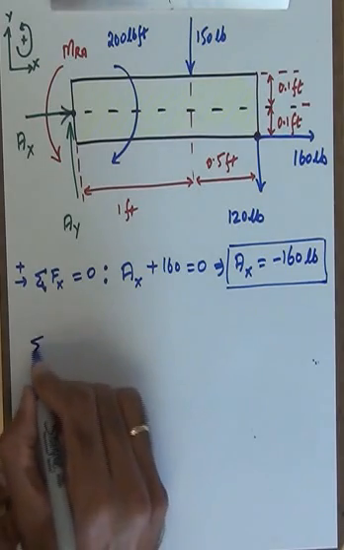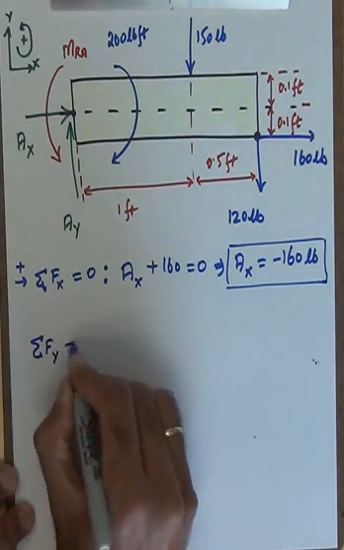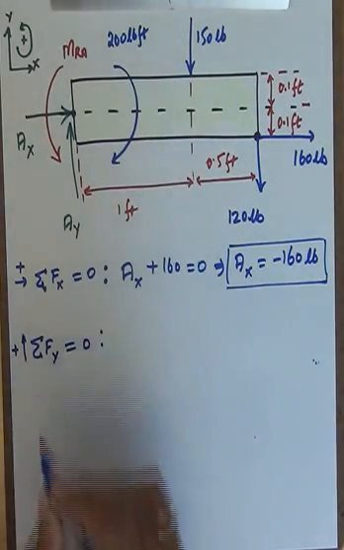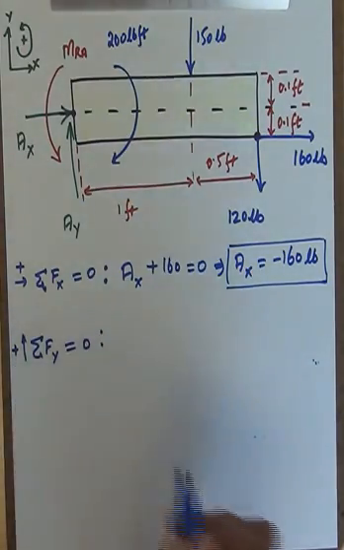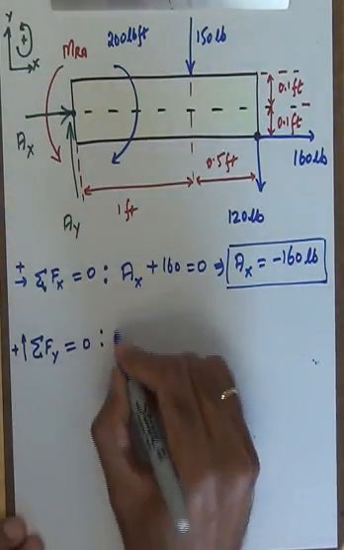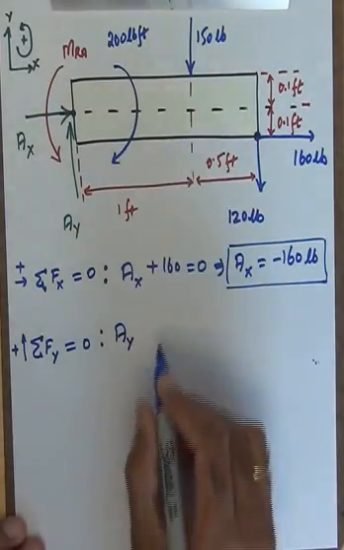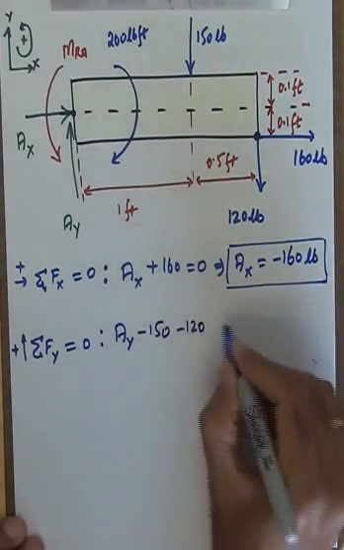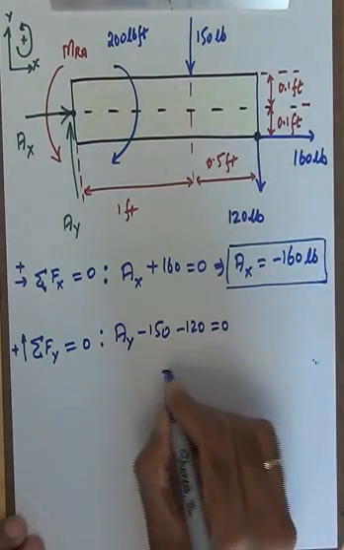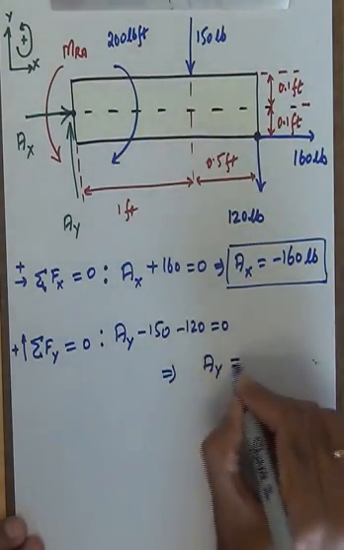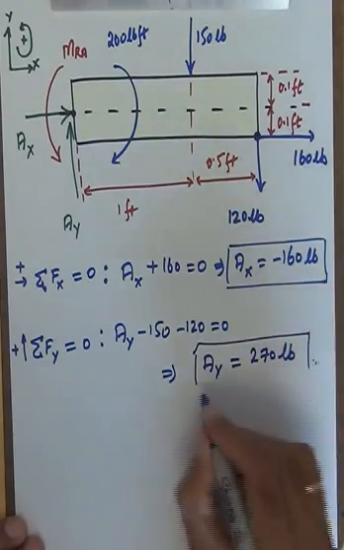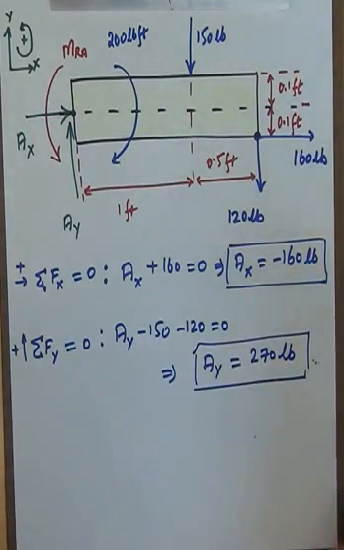Then I do the summation of the moments about the y-axis. I set them equal to 0, assuming that all the forces pointing up are treated as positive. What are the forces for me? I have AY, then I have the 150 pound force, and then I have the 120 pound force is equal to 0, and this gives me AY to be 270 pounds positive. In this case, AY turns out to be positive.